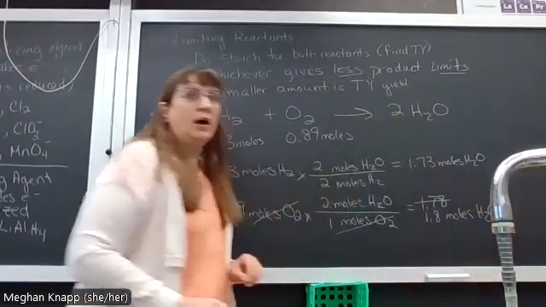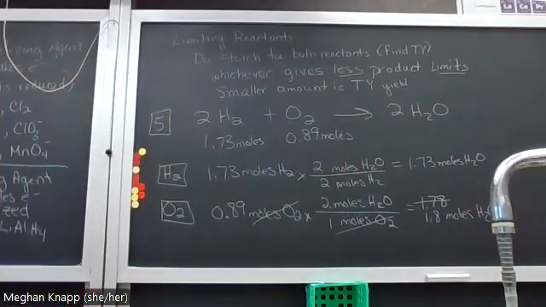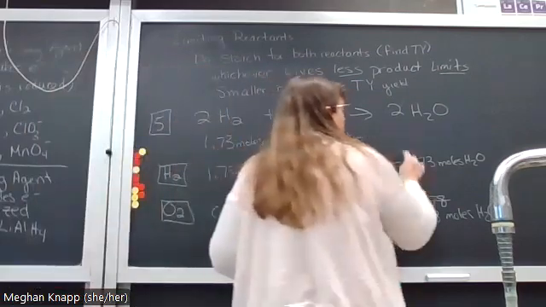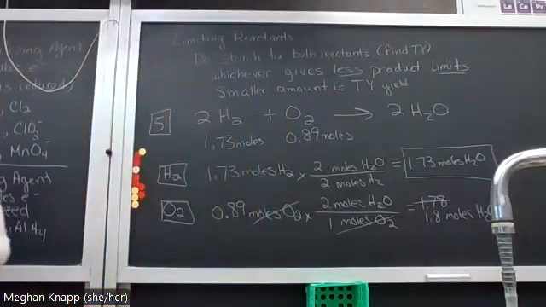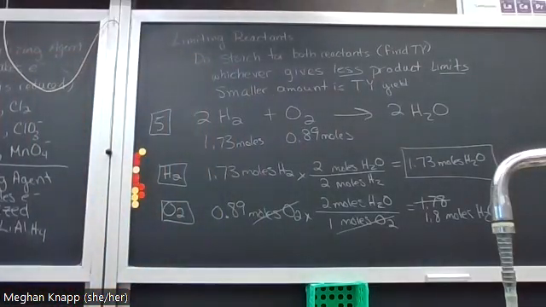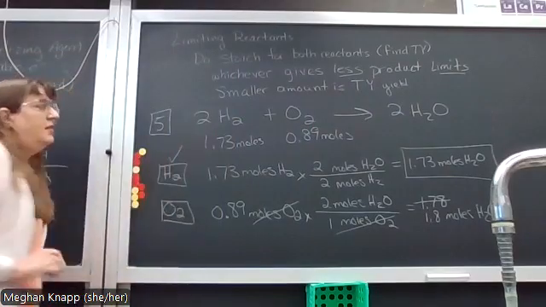Okay, so I've done it twice. What is my theoretical yield? The 1.73, the smaller amount. So the theoretical yield is whichever one is smaller, and the limiting reactant is the reactant that got me there. In this case, the hydrogen.